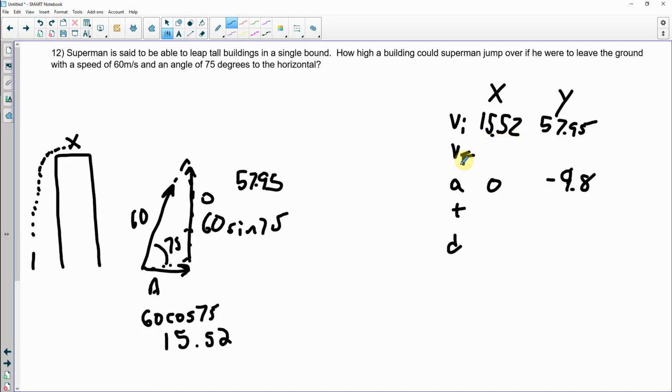And we have to remember a couple of things. This is also going to be 15.52. Now typically if we were looking at how far he would go, we would put negative 57.95. So if we were to extend this out and say, how far away could he land, like over here? Then we'd look at negative 57.95 and get the whole time. But we don't care about the displacement in the x, we actually care about the displacement in the y.